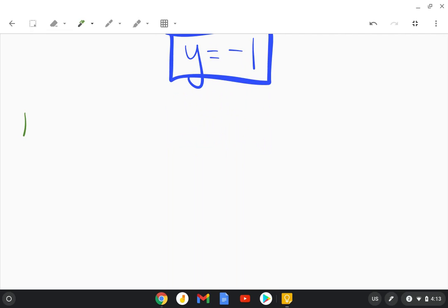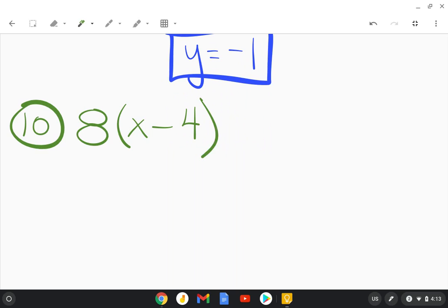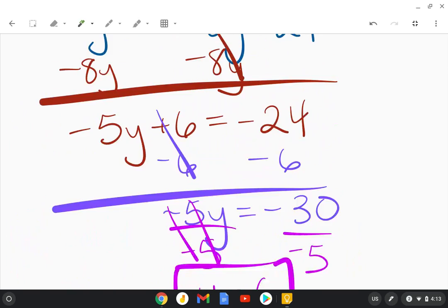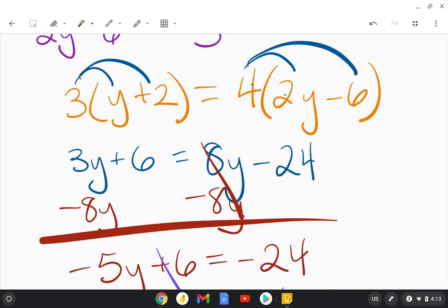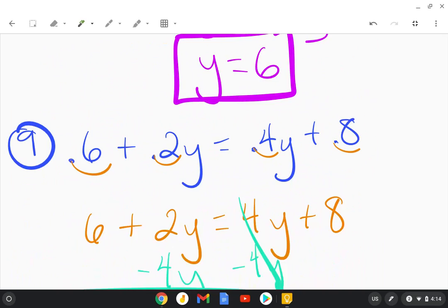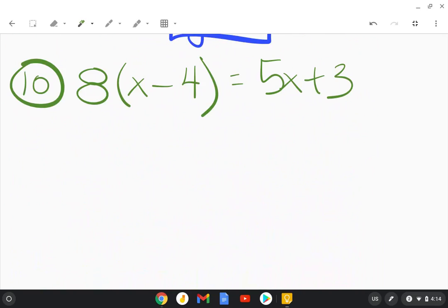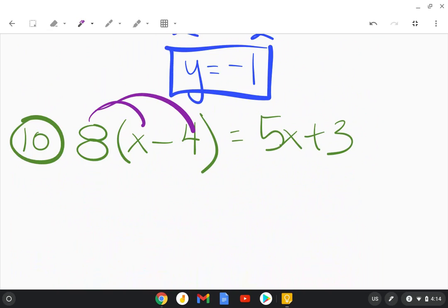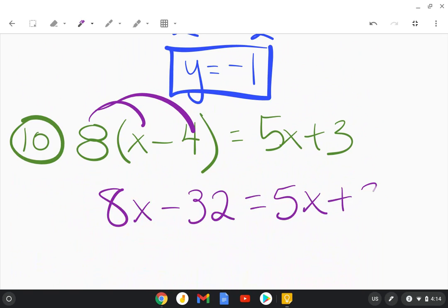And then lastly, number 10, we've reached the end. Here's an example like number 10. 8 times x minus 4 equals 5x plus 3. And this is very much like maybe what we had after the first step here on number 8. Got some parentheses, but more or less same process. We're going to distribute this 8 into the parentheses, and we're going to get 8x minus 32 equals 5x plus 3.